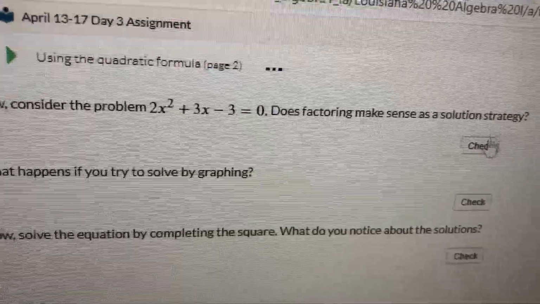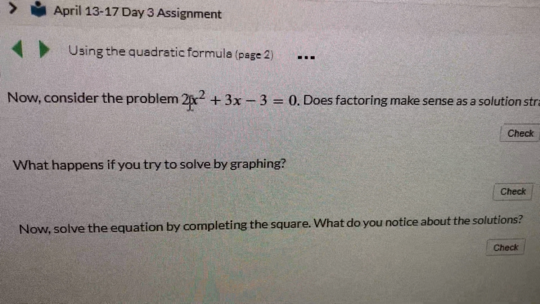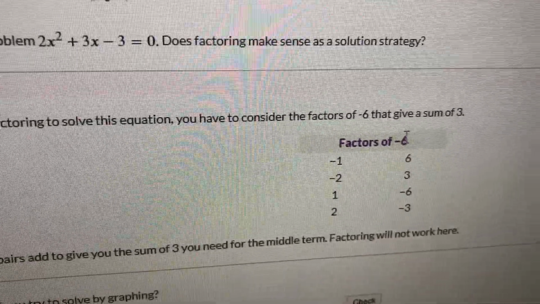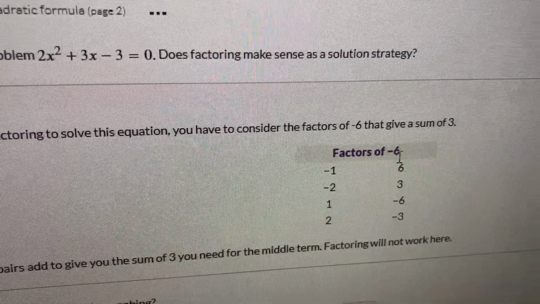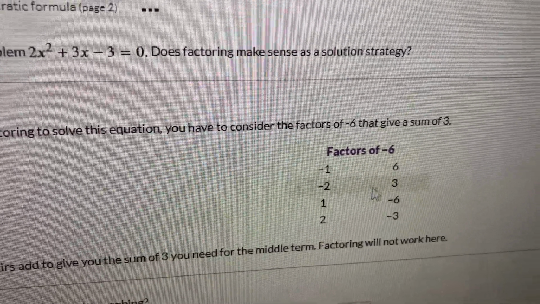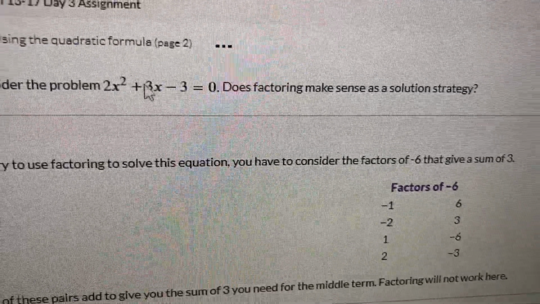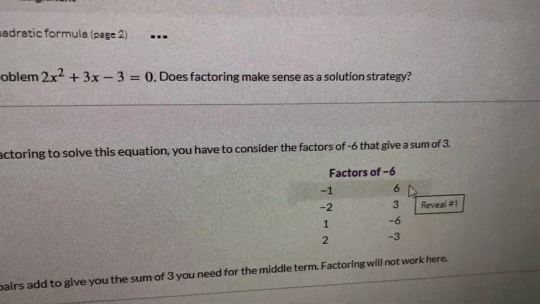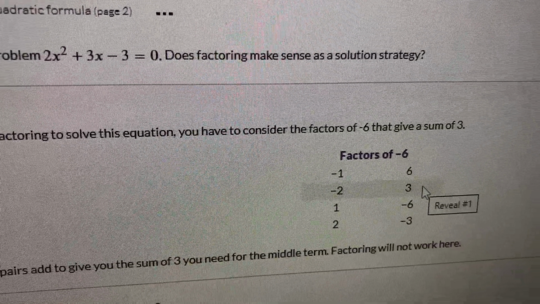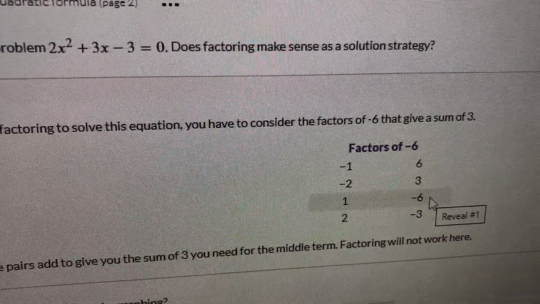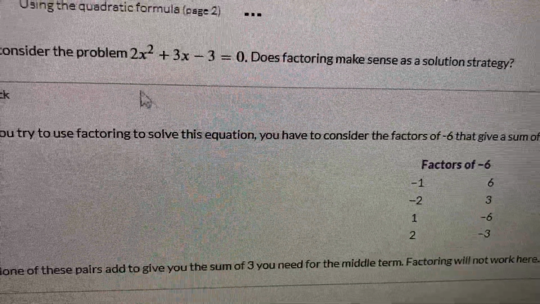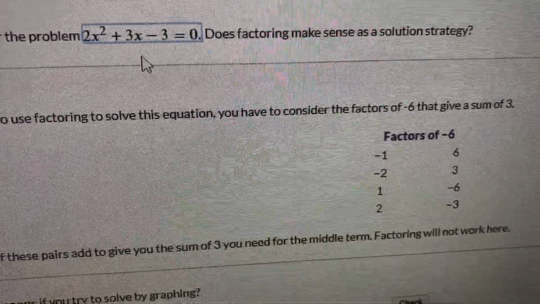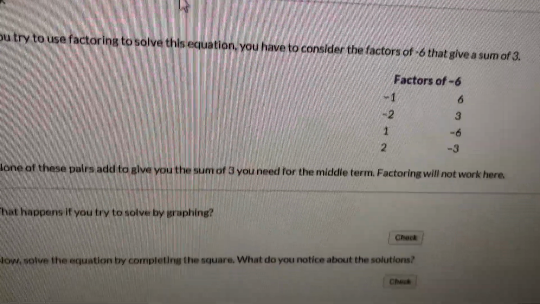If we were to try to factor this, we would have to multiply 2 times -3, and that would give us -6. We would factor -6, and then you're looking for 2 factors that would add up to be that middle number of 3. Well, this one would give us 5. This would give us 1. This would give us -5 and -1. So none would work factoring. So this would not be a very good equation to use the factoring method on.